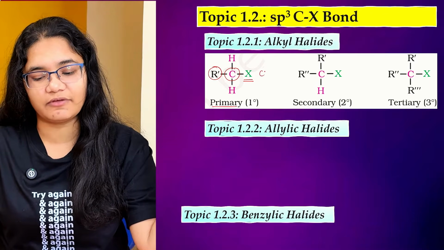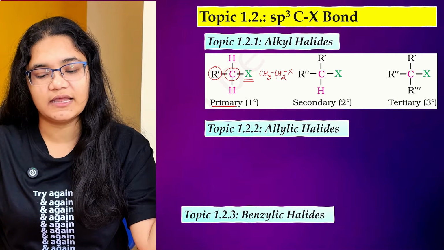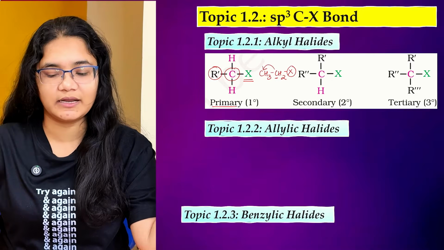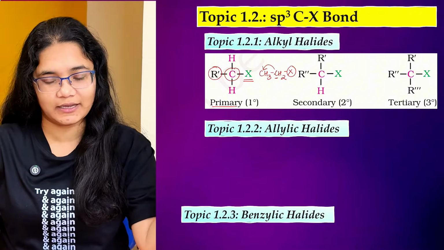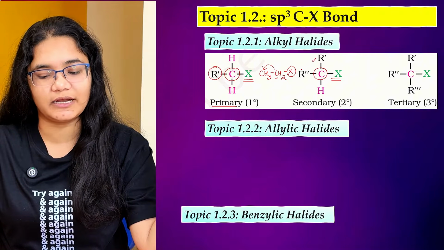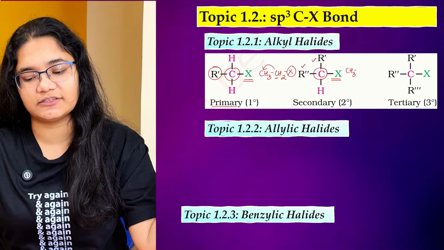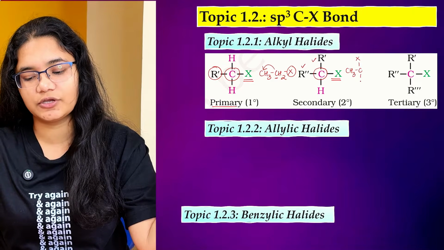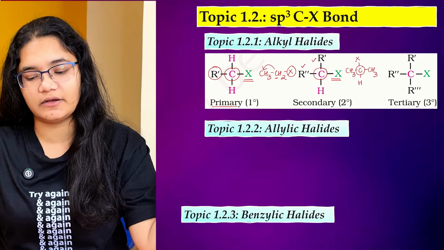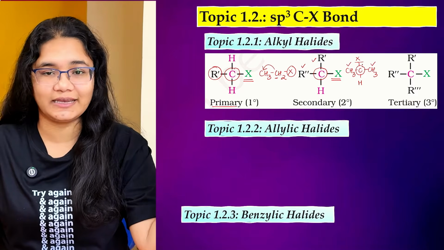For example, if I have CH3CH2X, this particular carbon which contains the X group is attached to only one carbon, so this is a primary haloalkane. Now a secondary haloalkane means the carbon which contains the X group is attached to two other carbons. For example, if I draw the structure CH3 CH(X) CH3, this particular carbon which contains the X is attached to two other carbons, so it is a secondary carbon.